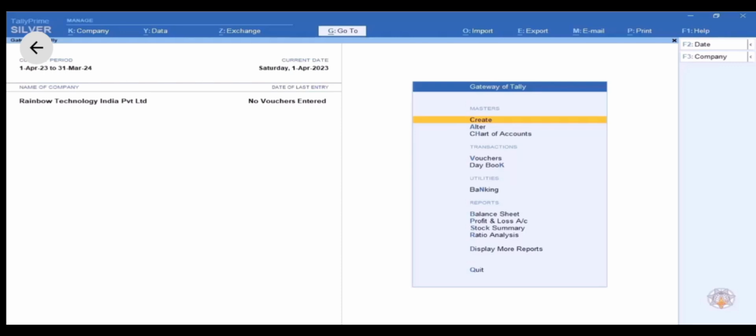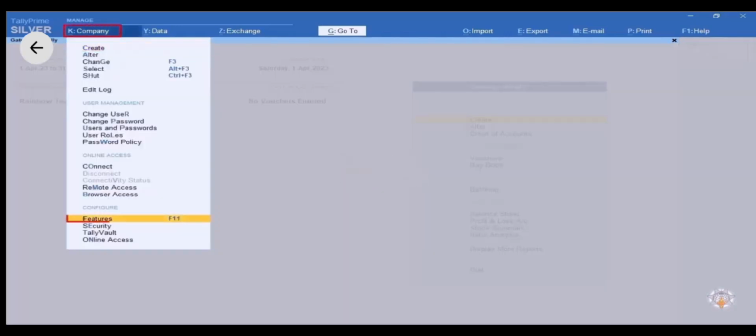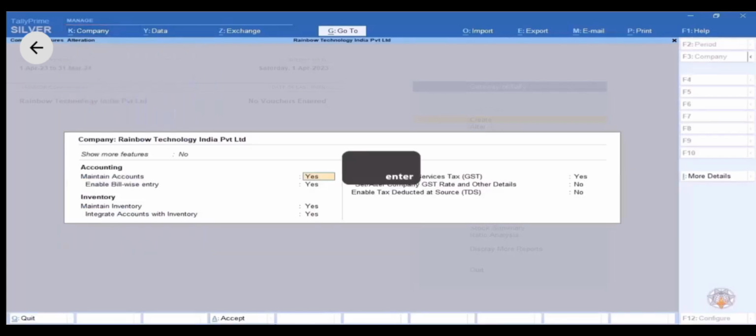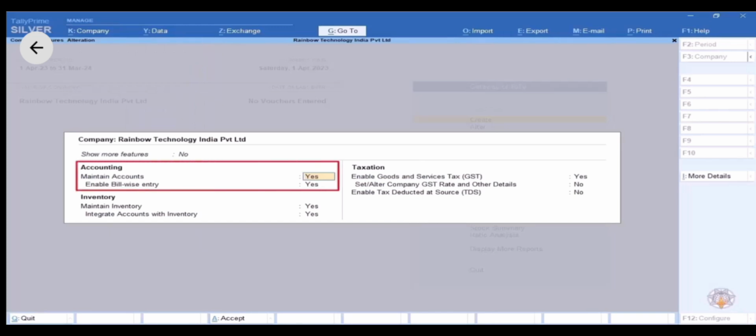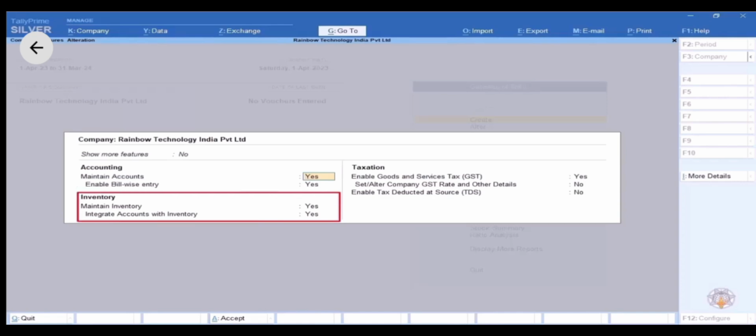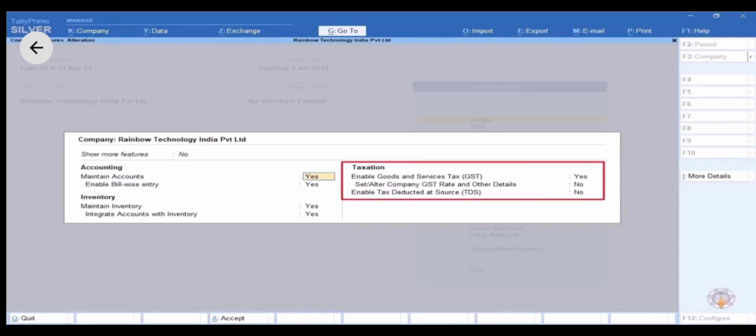To access company feature, we need to navigate through Gateway of Tally, Company option, Features option, and then Enter. The company feature is mainly divided into three parts. First is accounting feature, second is inventory feature, and the third is taxation feature.